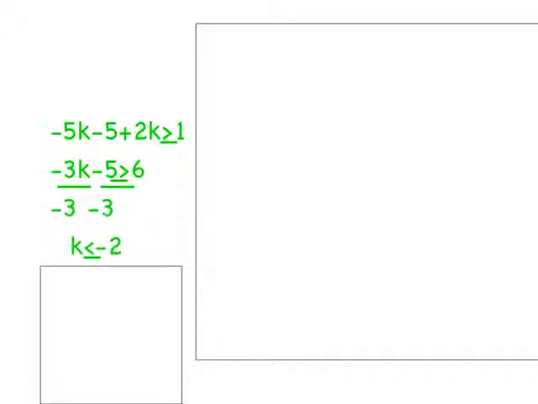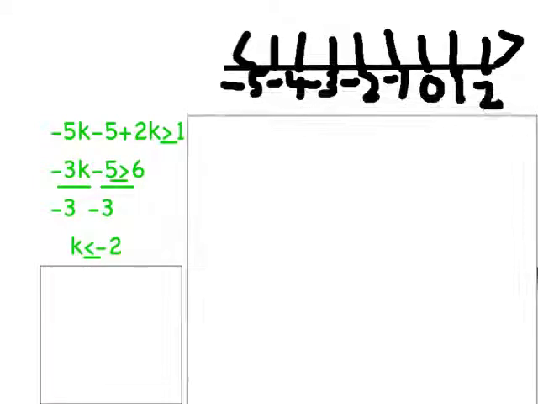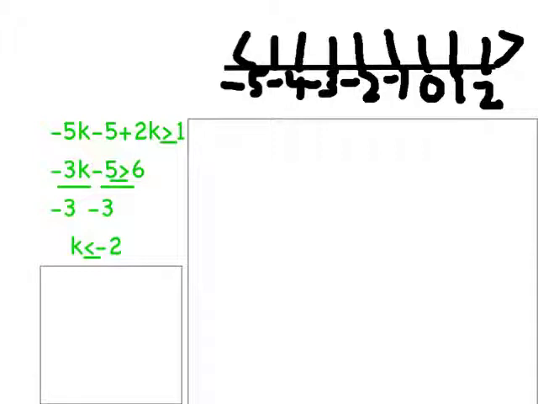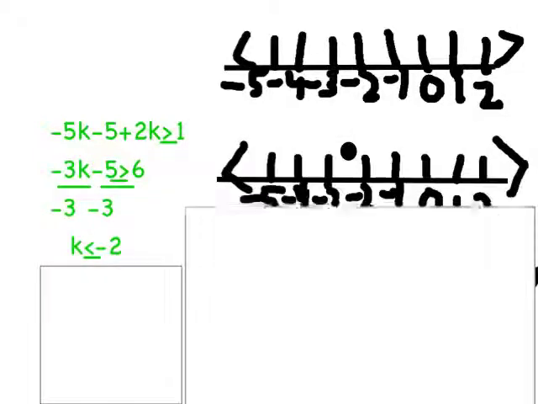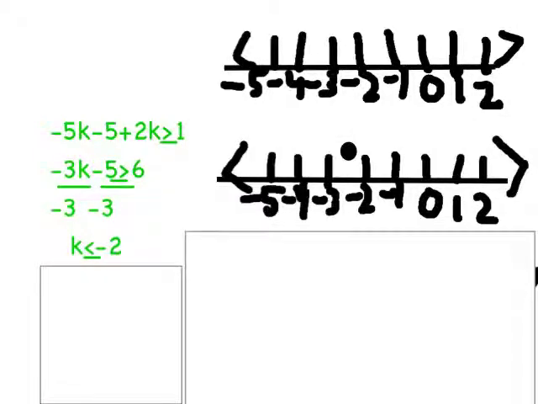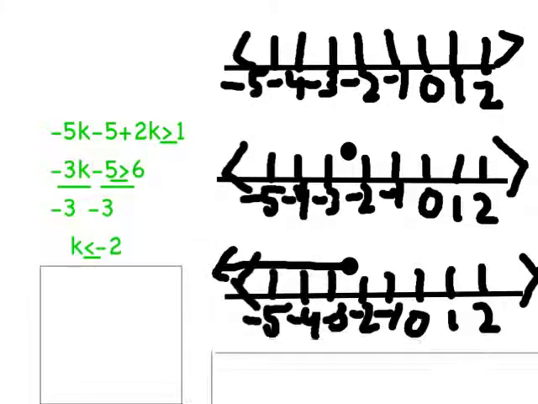Now let's graph it. Here's a good number line. Now we need to make the circle. Because the inequality is less than or equal to, the circle needs to be filled in. Lastly, the arrow needs to go to the left. It goes to the left because it is less than. So the arrow is going less than the number on the dot.